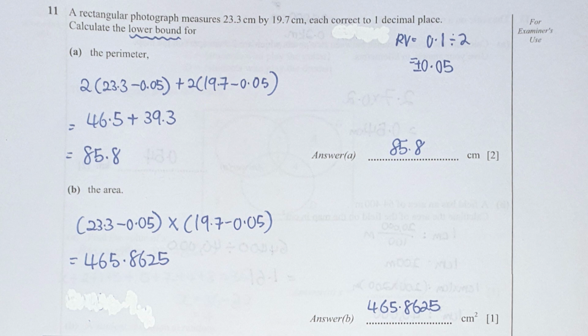To calculate the area, both sides of the rectangle must be the lowest possible value in order to get the lowest possible area. So 43.3 minus 0.05 multiplied by 19.7 minus 0.05. So the final result for this will be 465.8625. And if you were to round it to 3 significant figures, you will get 466.